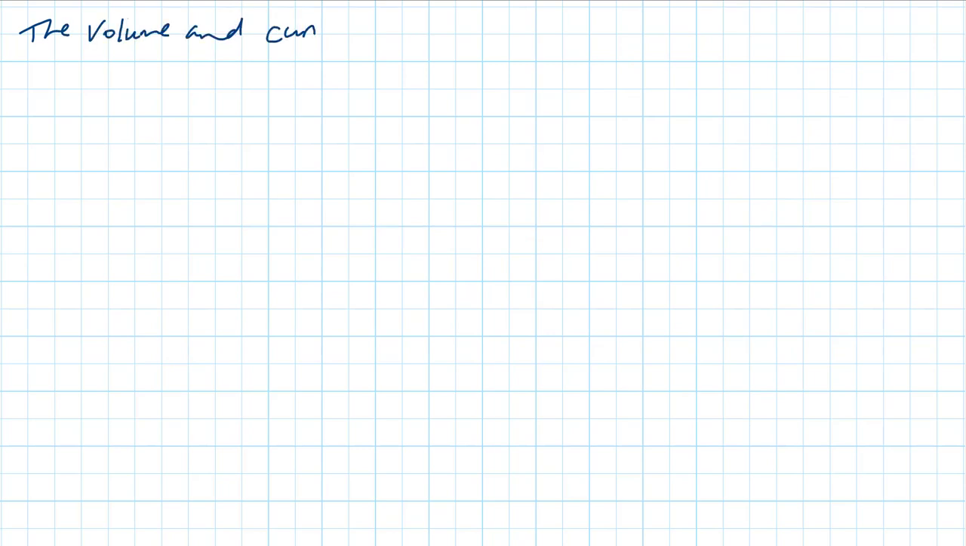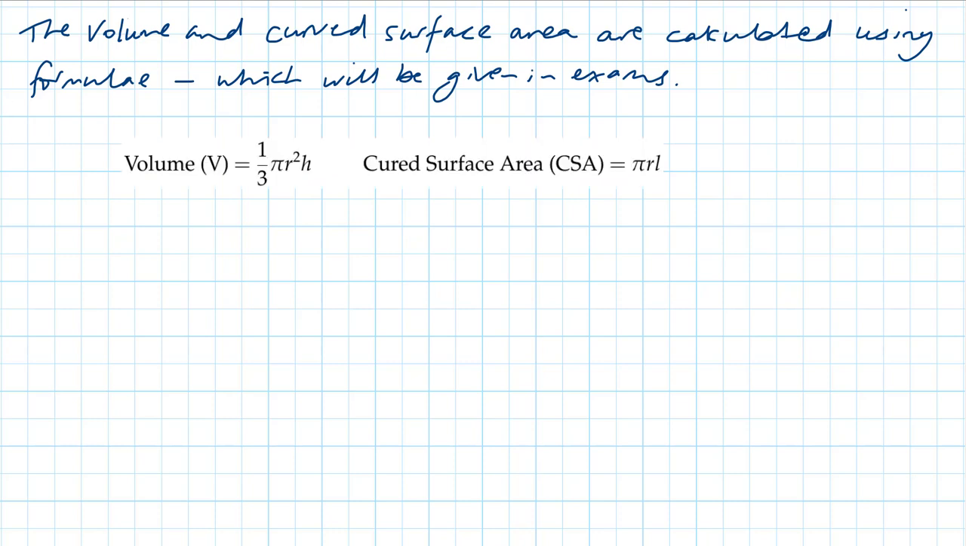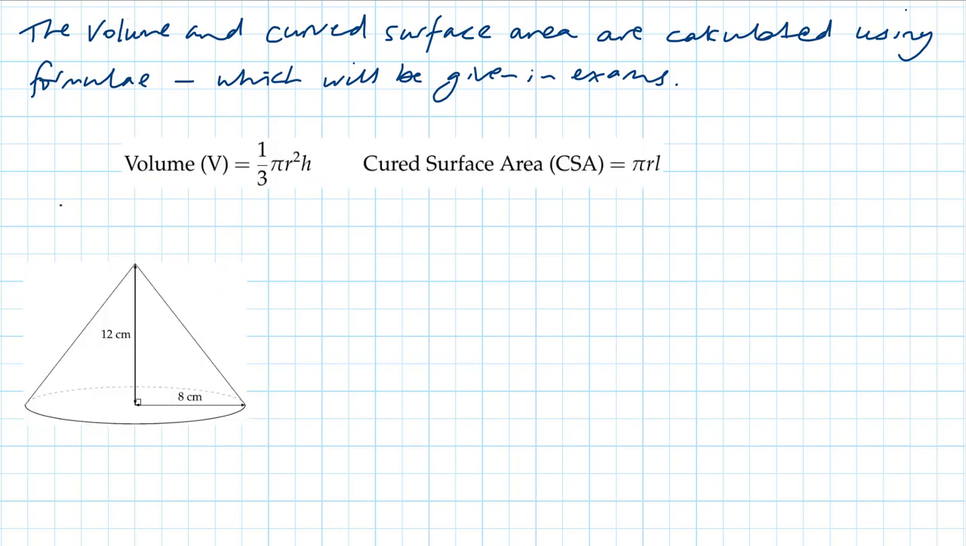Now the volume and curved surface area are calculated using formulae that are going to be given to us in any exam. And we're talking about the curved surface area, so this is effectively not including the circular base of the cone. The formulae I was given: the volume is a third pi r squared h, and the curved surface area is pi r l, using the definitions that we had before.